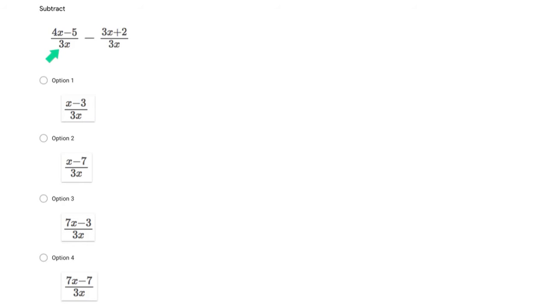For this problem, the denominators are the same, so you're pretty much just going to ignore them. You're just looking at the numerators. So you have 4x minus 5 minus 3x plus 2. So you're just going to combine like terms here. So 4x minus 3x is going to give you just x. And then you have negative 5 minus 2, which gives you negative 7. And then you keep your denominator.